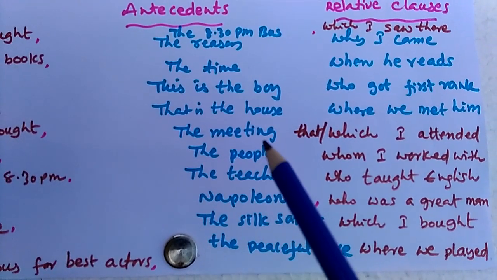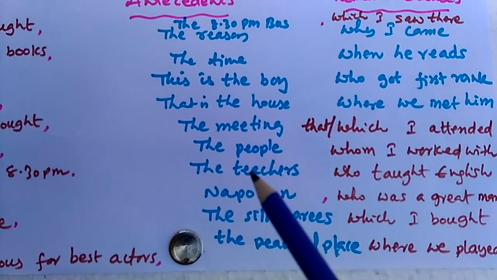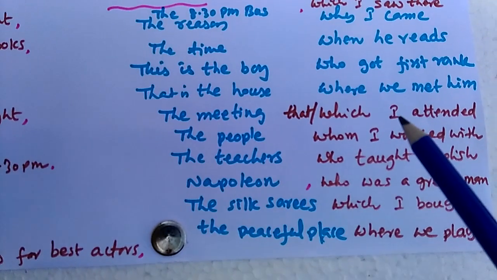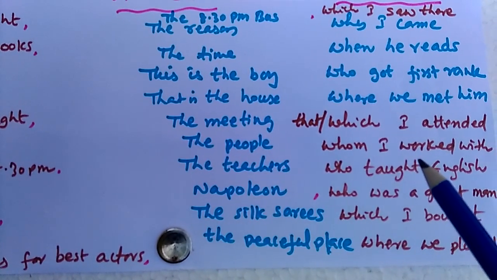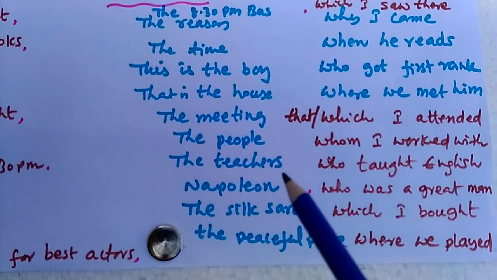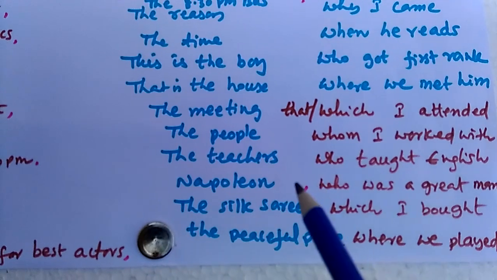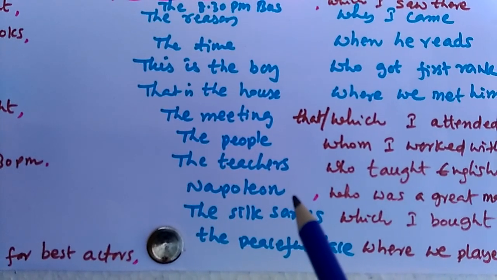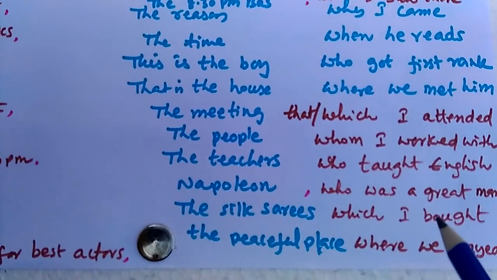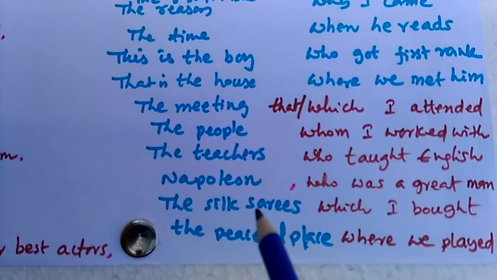Like that, "the meeting." When we say "the meeting," we cannot say which meeting it is. So this is a defining clause. "The people," which people they are, we don't know. So this is a defining clause. "The teachers," which teachers they are, we don't know. So this is a defining clause. "Napoleon," here a name is given. So we can easily say who the person is. Then this is a non-defining clause. So it is kept between commas.